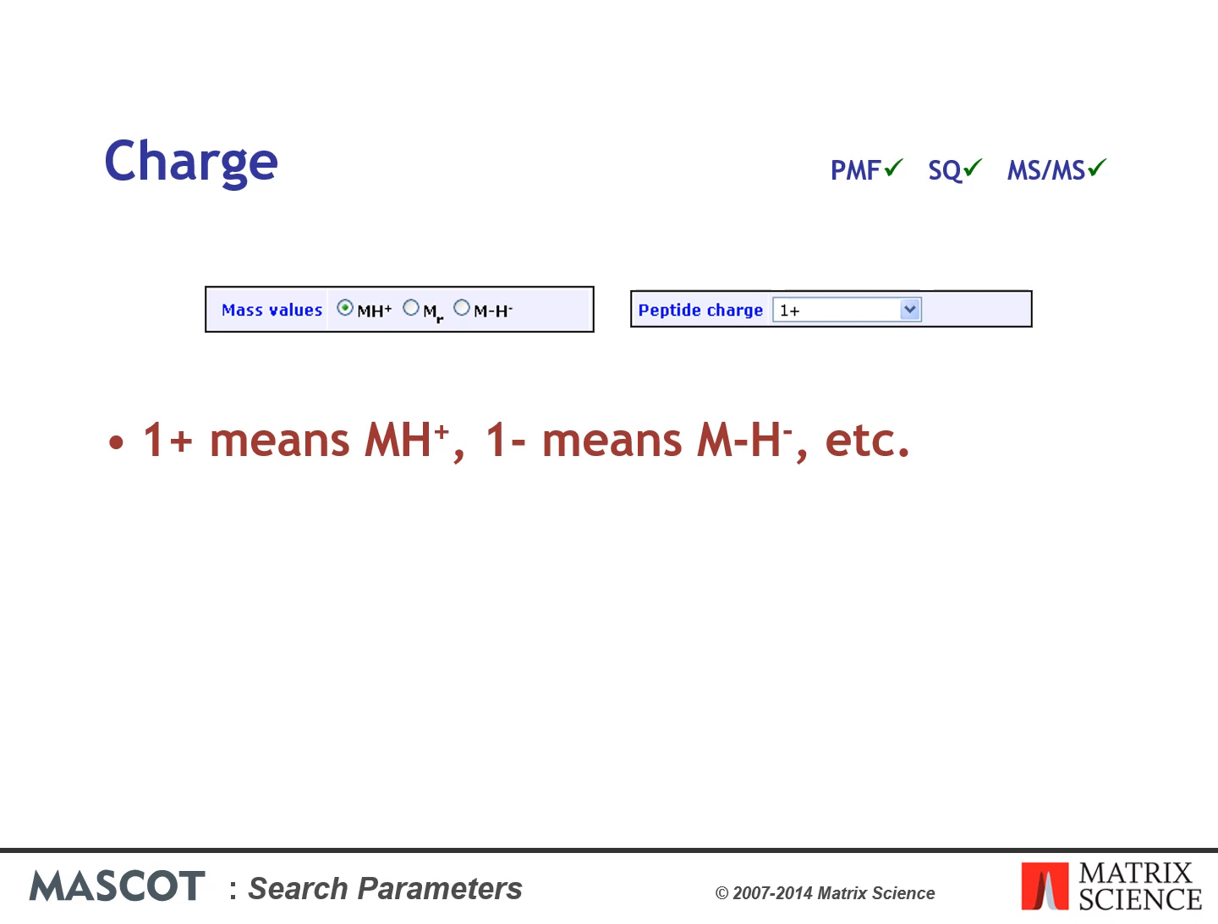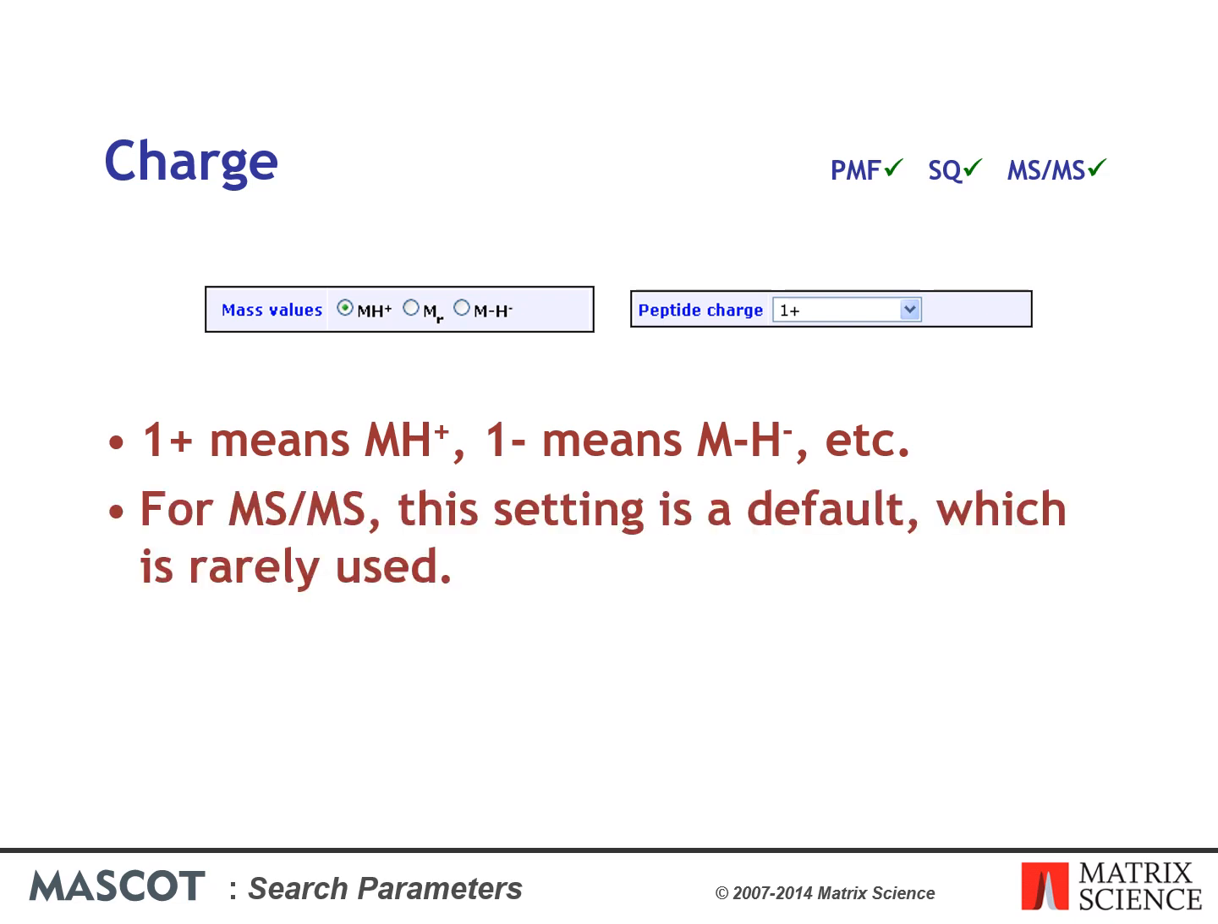For MALDI PSD, the precursor peptides will generally be MH plus, so the charge state should be set to 1 plus. For an MSMS search, the value specified here is a default. Most peak lists always specify a charge state, so the default is never used.